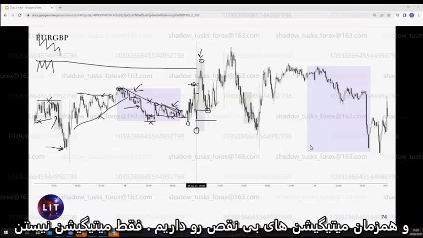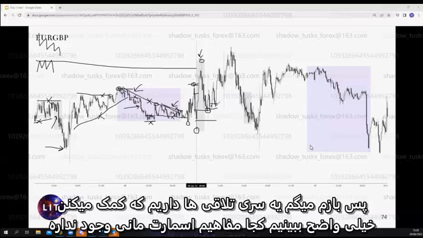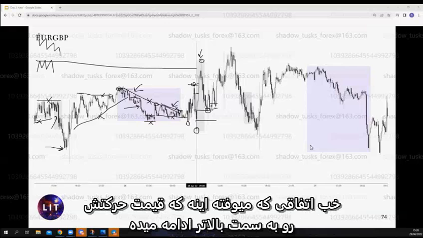And at the same time, perfect mitigations. They're not just mitigations for us, they're entry helper confirmed. So we have, again, a few confluences that will help you take this clearly, where it's not a smart money concept, essentially. So then what happens?